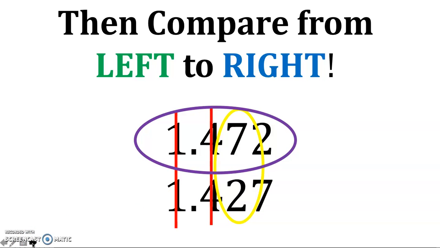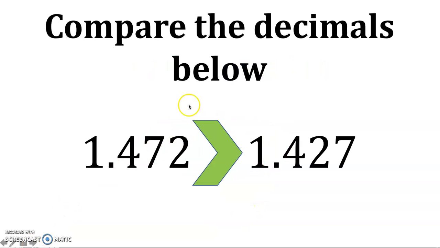Now when we put it all together, what I like to do is circle the decimal of greater value. And when I put it back together to answer the statement, compare the decimals below, I'm going to put my decimal of greater value on the left, which it already was previously. And I'm going to use the greater than symbol to represent that it's bigger than the other decimal.